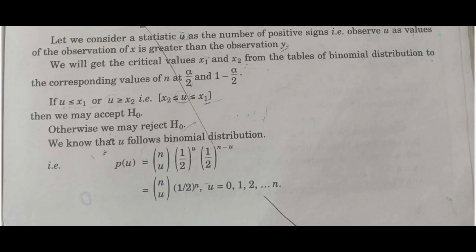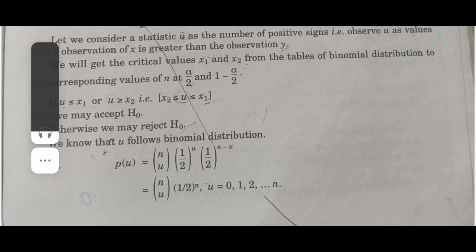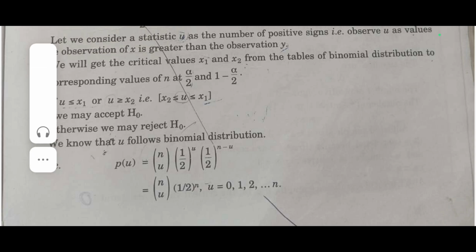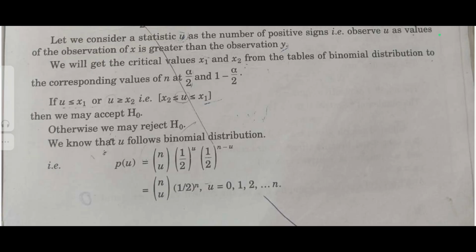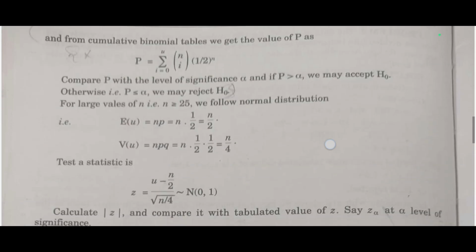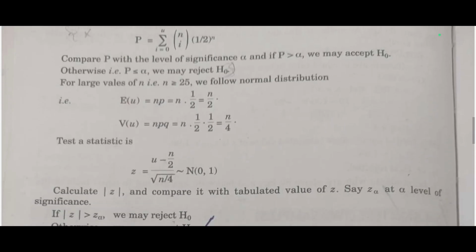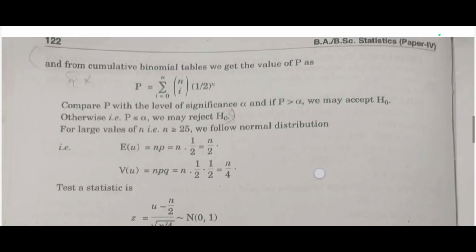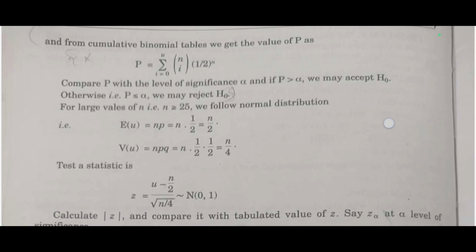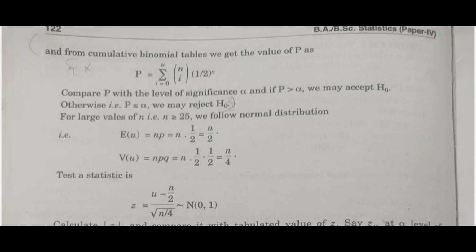Then after, we have to prepare the calculation value, P of U, by using the binomial distribution function. So we have to calculate and compare P with the level of significance alpha. If P is greater than alpha, then we may accept H naught; otherwise we may reject the H naught.